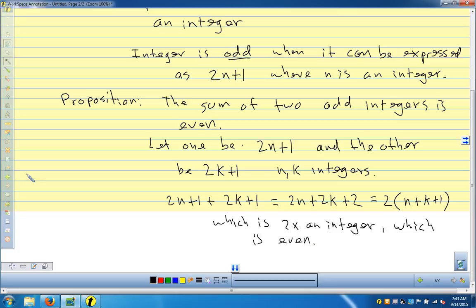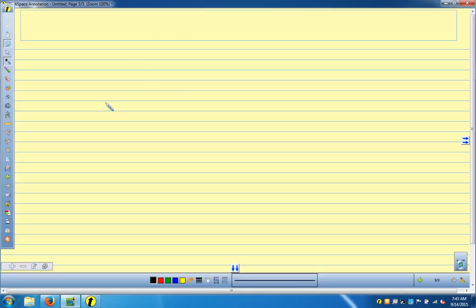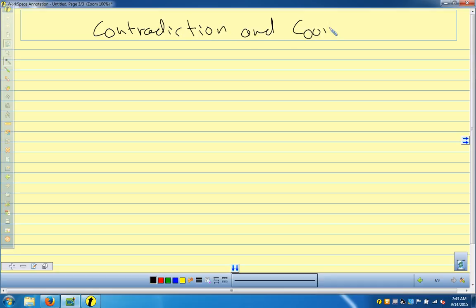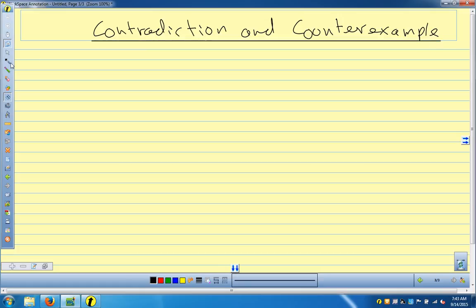All right, the next one that I want to talk about today, the next method, so that was direct proof. We start with things that we know, and we show that other things have to be true. The next method is, I want to talk about contradiction and counterexample. Proof by contradiction, I really like proof by contradiction. I like when they work that way. But let's start with a counterexample.